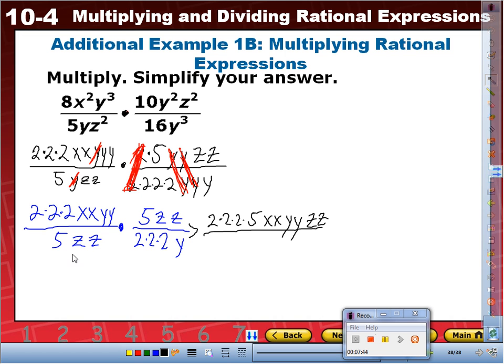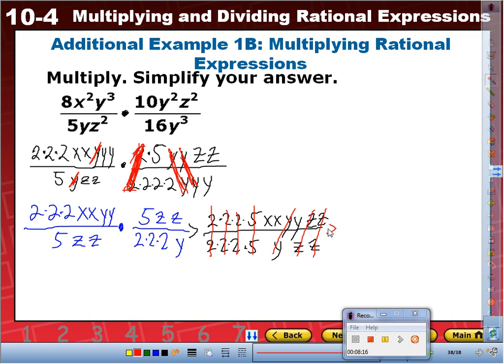Let's go to the denominator. I start with the numbers first. 2 times 2 times 2, and then the 5. Next, are there any x's? No. Y's? One of them, and then 2 z's. All right? Now let's identify giant 1. Do you see a lot of giant 1s? Here's 1, another one, another one, another one, and how about the y? What else? The 2 z's.